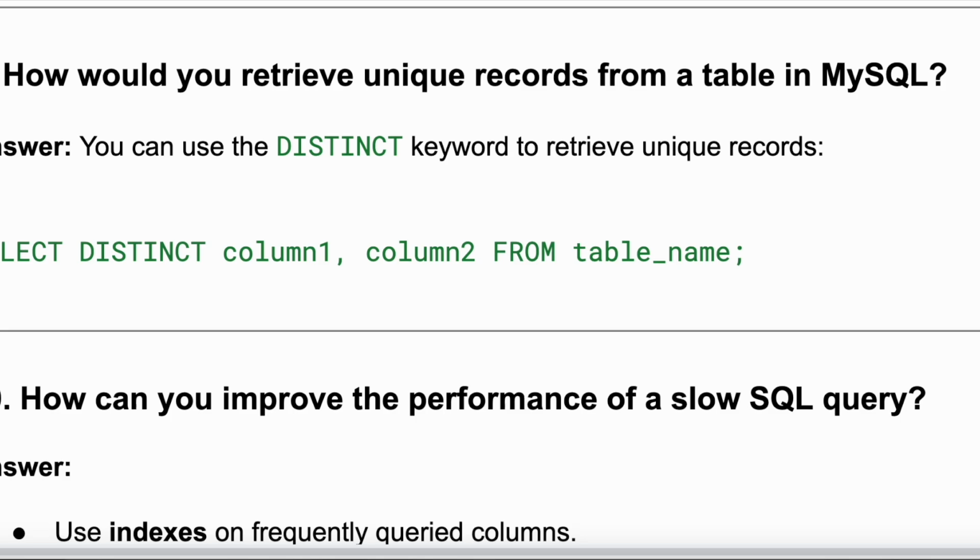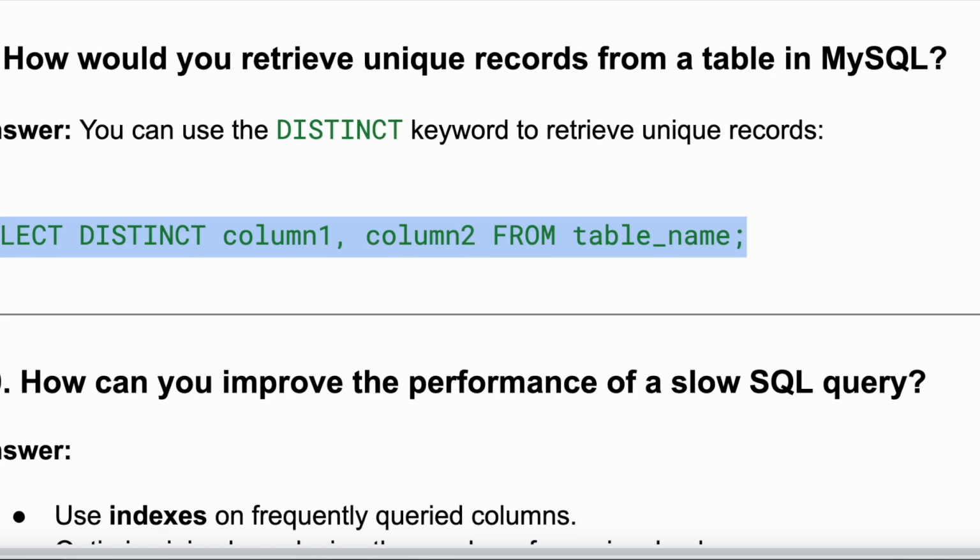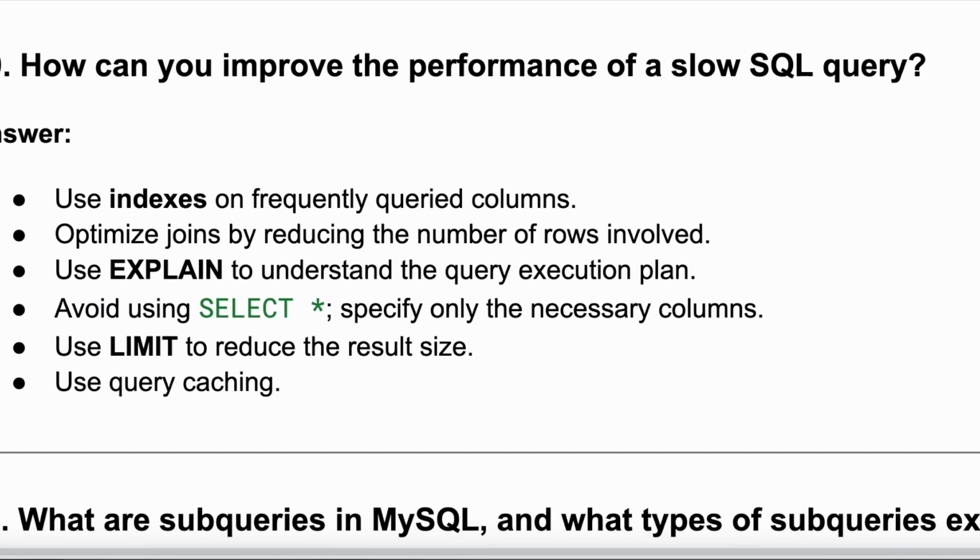Next question is, how would you retrieve unique records from a table in MySQL? People also ask in the interview, if you have duplicate records and you want to retrieve only the unique records from the table. In that case, you can use the DISTINCT keyword to retrieve the unique records. Here I have given an example where you can see that I have used the DISTINCT keyword in a SELECT statement, like SELECT DISTINCT column1, column2 FROM table_name. This will return distinct records from the table.